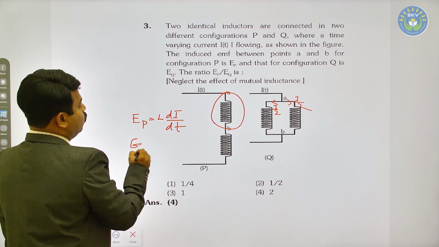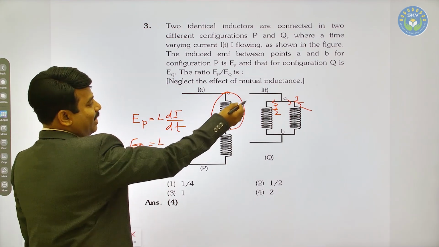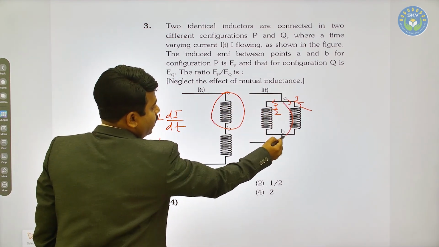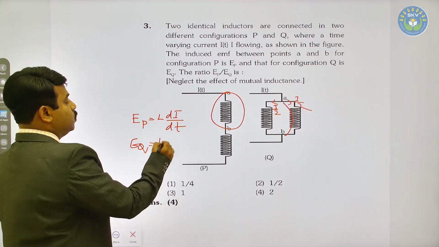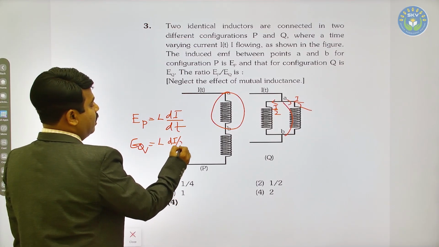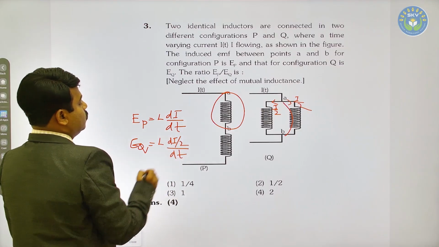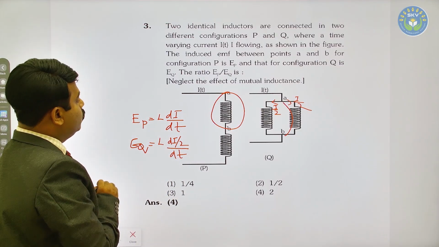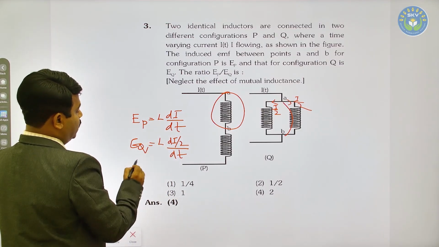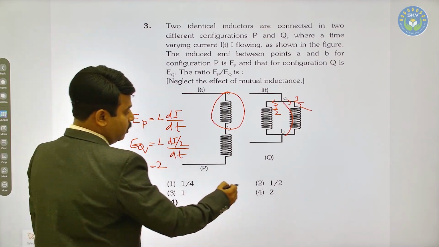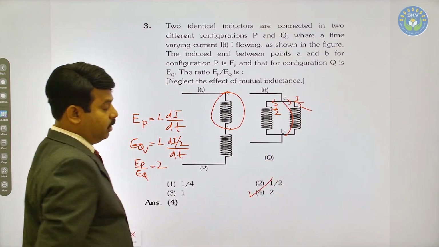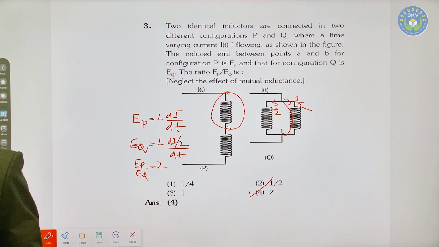But EQ is equal to L into current, so this A and B is parallel only, same voltage. So L into, but the current is I by 2 only. So now, EP by EQ, you find that 2 comes up, then EP by EQ is equal to 2. Then option 4 is correct, right?